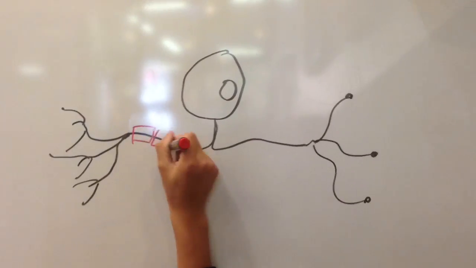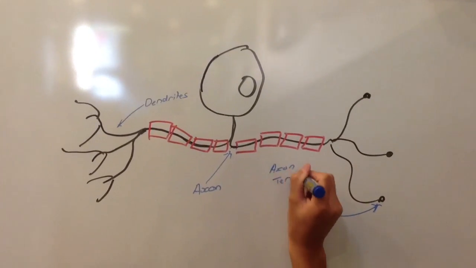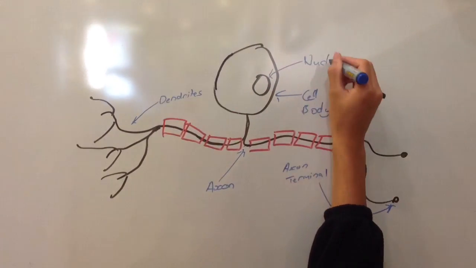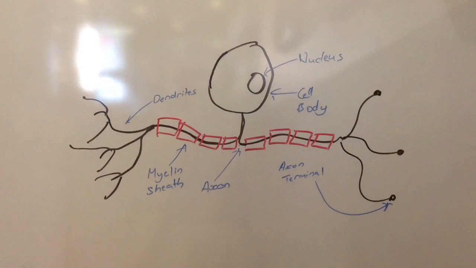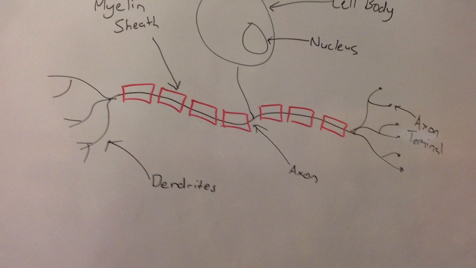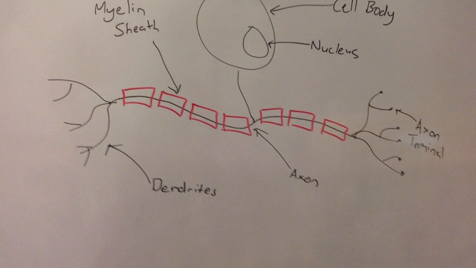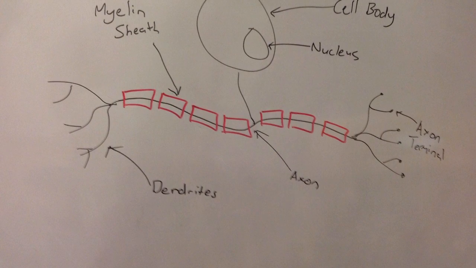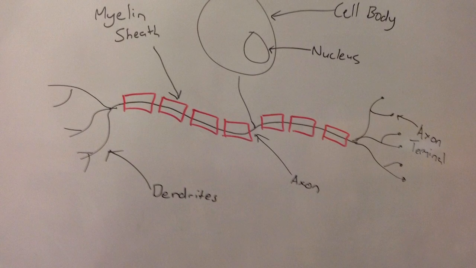Sensory neurons consist of six main components: the dendrites, the axon, the axon terminals, the cell body, the nucleus, and the myelin sheath. The nucleus is the control center for the cell. It contains all the chromosomes for that cell. The cell body produces proteins.